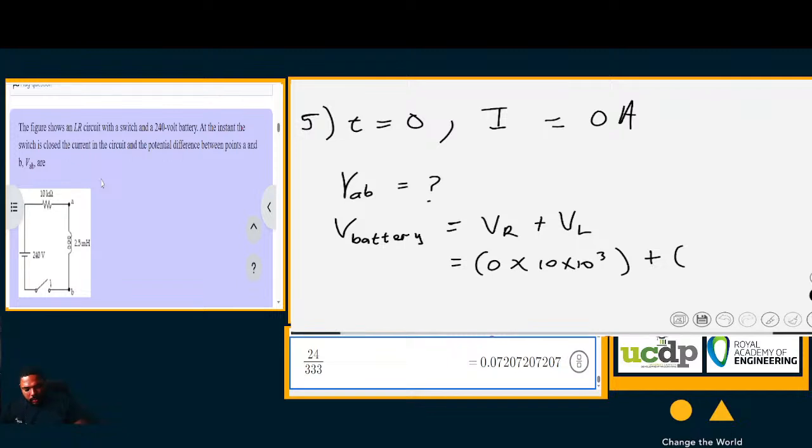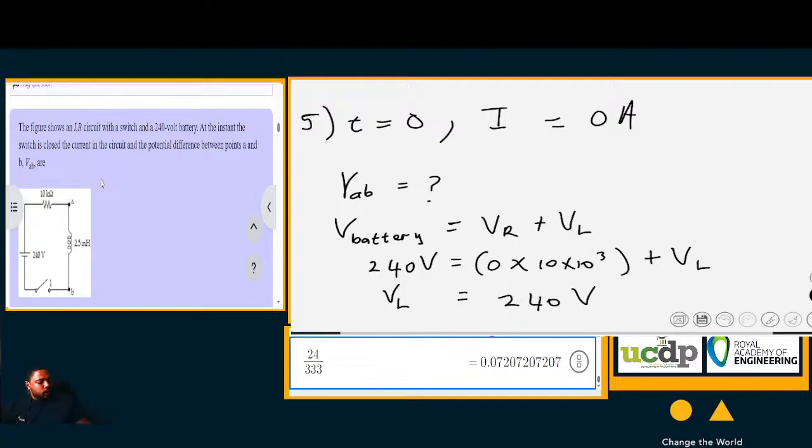How do we calculate the voltage across the inductor? That is what we want. We want the voltage across the inductor because the inductor is between points A and B. And the voltage of the battery, that is 240 volts. So the voltage across the inductor is equal to 240 minus 0. So the voltage across the inductor is 240 volts.